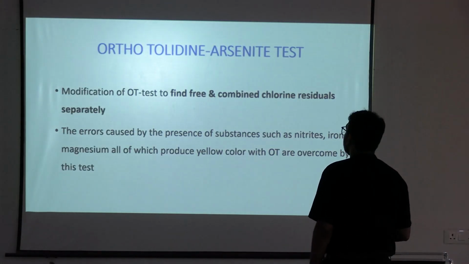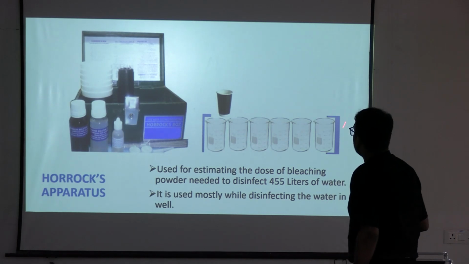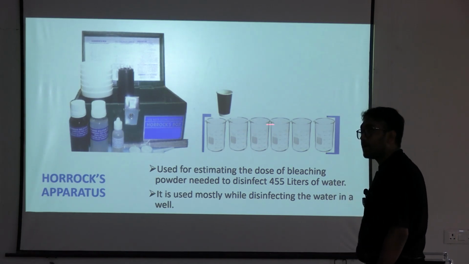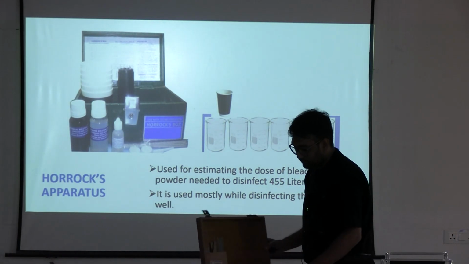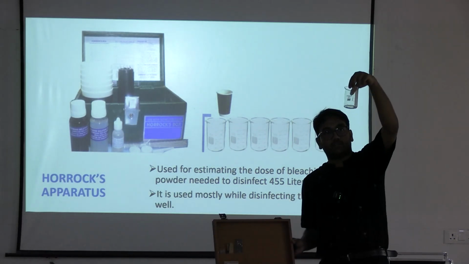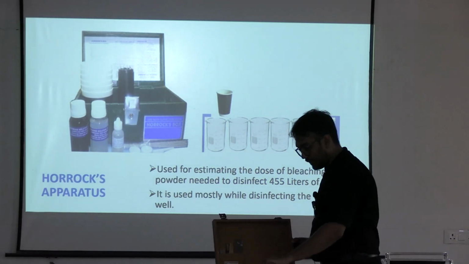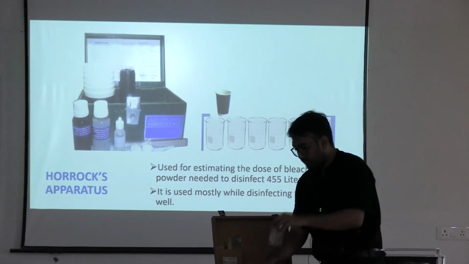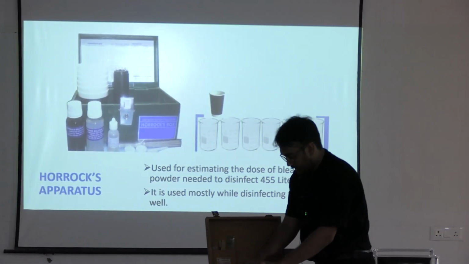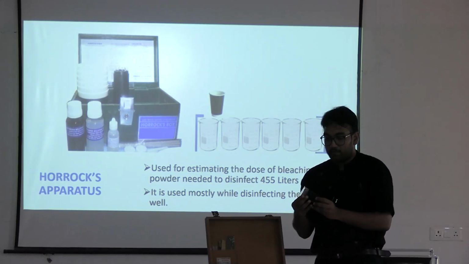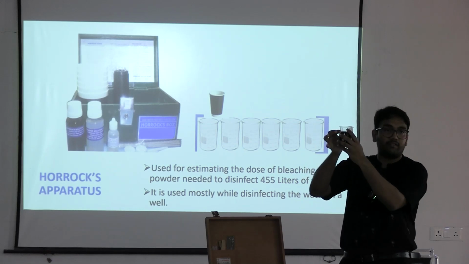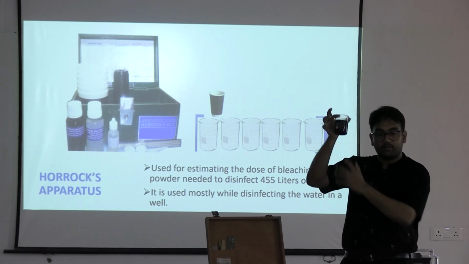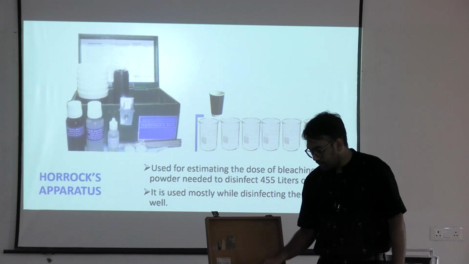So what is present in Horrock's apparatus? What you can see is, you have 6 transparent glass cups and 1 black colored glass cup. If I open this here, you will be able to see that there are 6 glass cups like this, 6 of them. And then you have a black cup, and see, it is turned black up to 75%, isn't it? So this is the black cup.